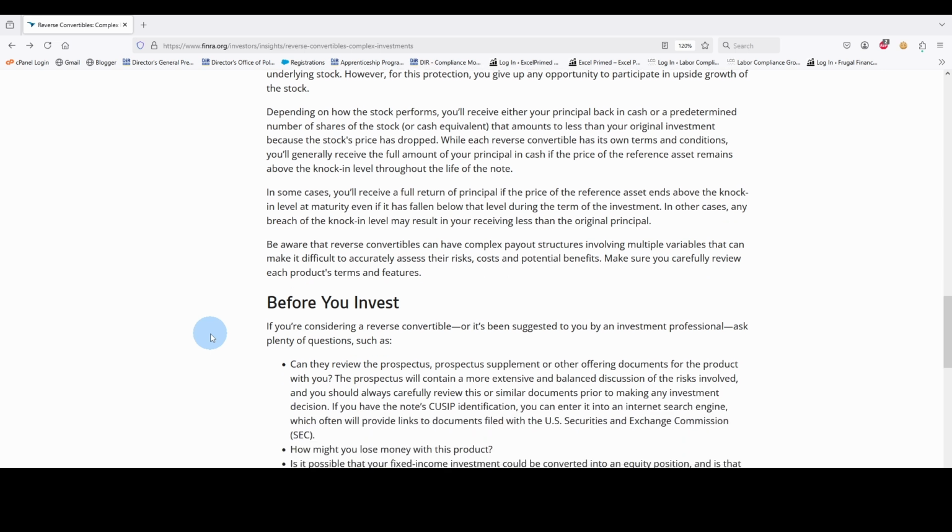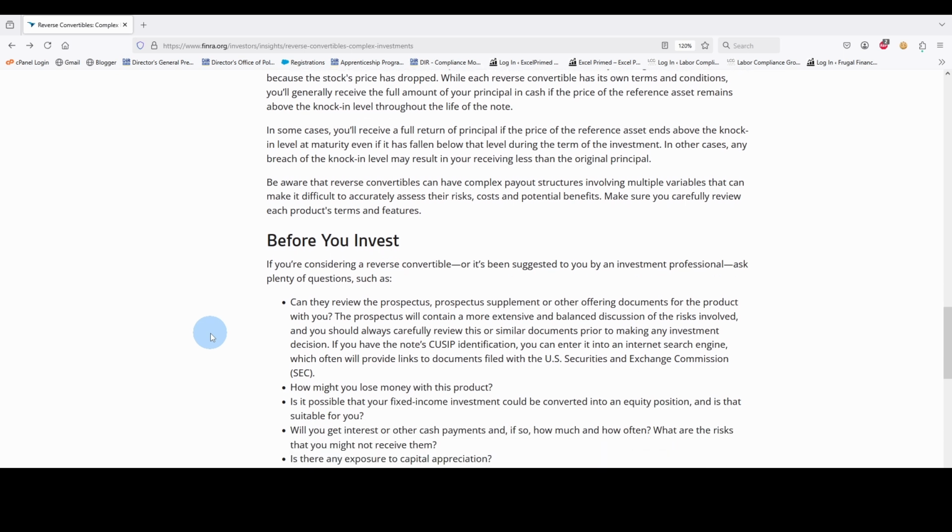Before you invest, if you're considering a reverse convertible, or it's been suggested to you by an investment professional, ask plenty of questions such as, can they review the prospectus supplement, or other offering documents for the product with you? The prospectus will contain a more extensive and balanced discussion of the risks involved, and you should always carefully review this or similar documents prior to making investment decisions. If you have the note's CUSIP ID, you can enter it into an internet search engine, which often will provide links to documents filed with the Securities and Exchange Commission.